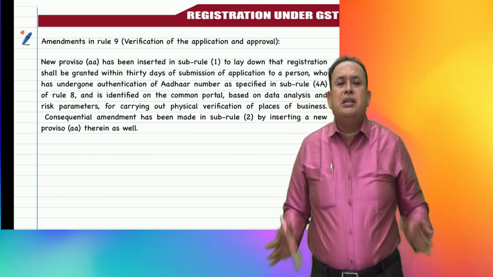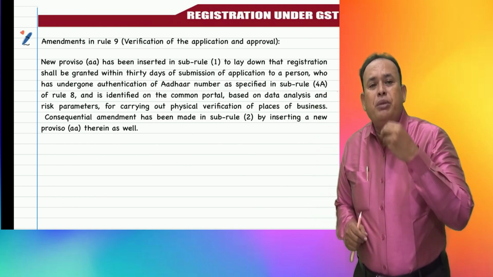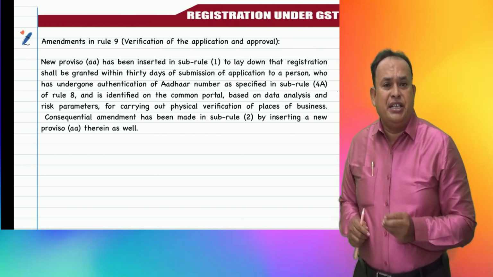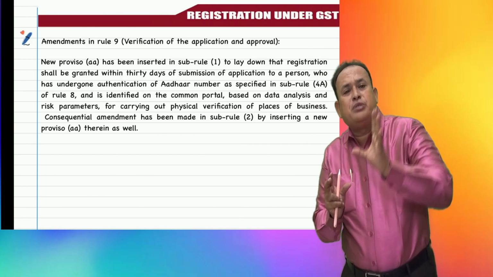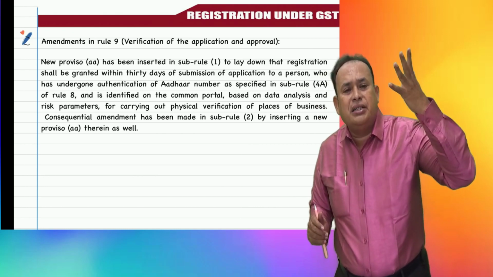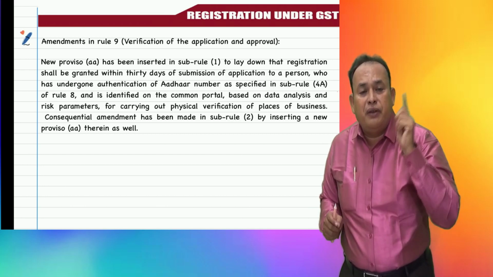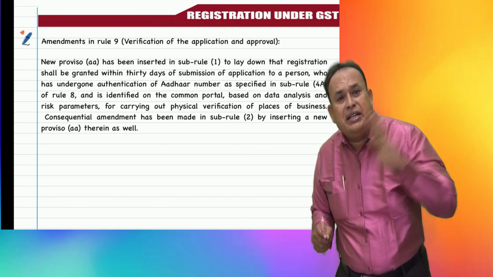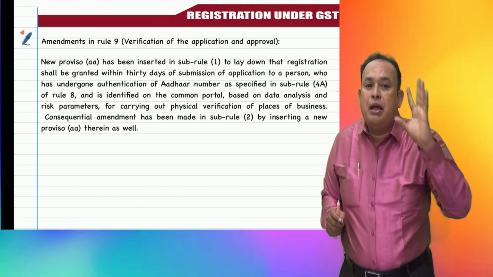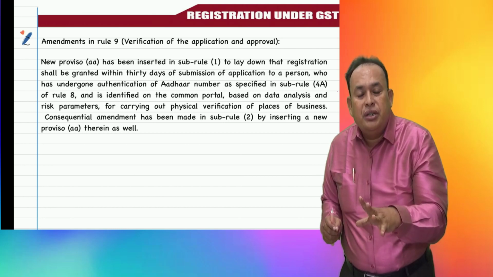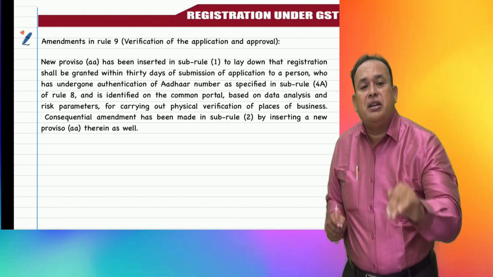My dear friends, simply to say, in the state of Gujarat, a person who made an application for registration, who has undergone Aadhaar authentication, and whose data analysis and risk parameters show a higher alert, physical verification is required. In that case, the certificate of registration can be granted not within 7 days from the date of receipt of the application, but by taking a 30-day time period, issuing notice, and once satisfied, granting the certificate of registration.